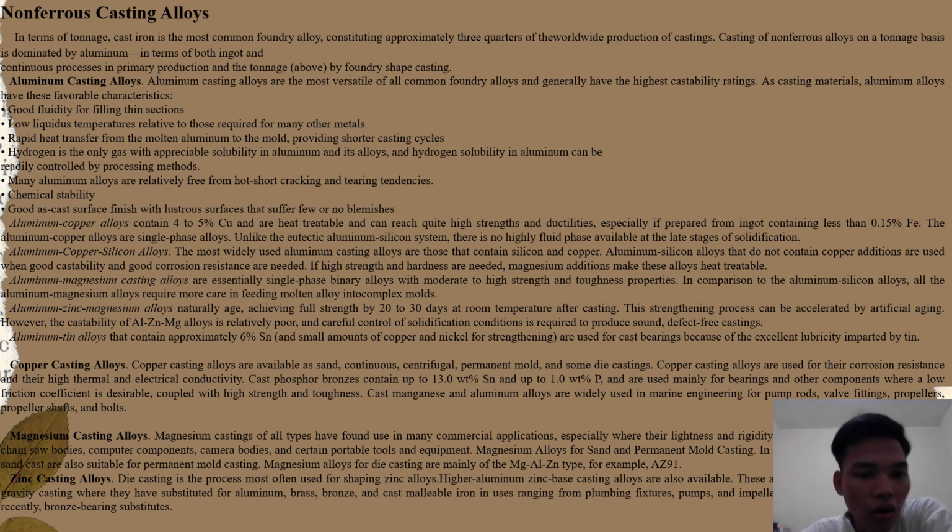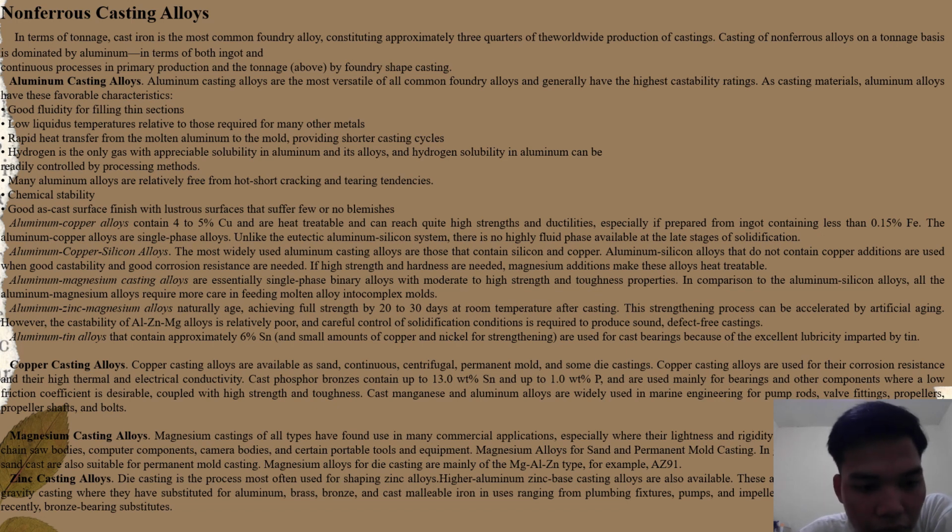Aluminum copper alloys containing 4 to 5% Cu are heat treatable and provide good high strength and ductility, especially if prepared from ingot containing less than 0.15% Fe. Aluminum silicon alloys. The most widely used aluminum casting alloys are those containing silicon and copper. Aluminum magnesium casting alloys are essentially based on binary alloys with moderate to high strength and toughness properties.